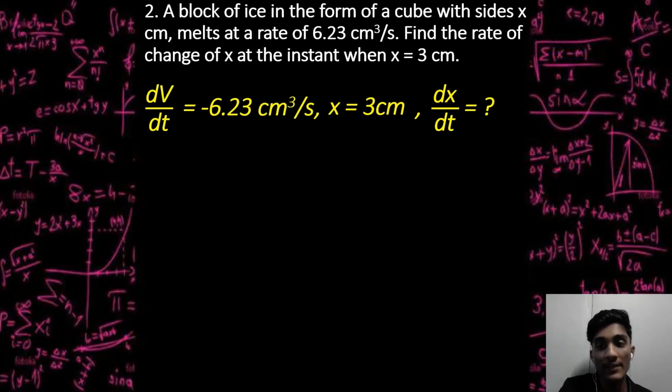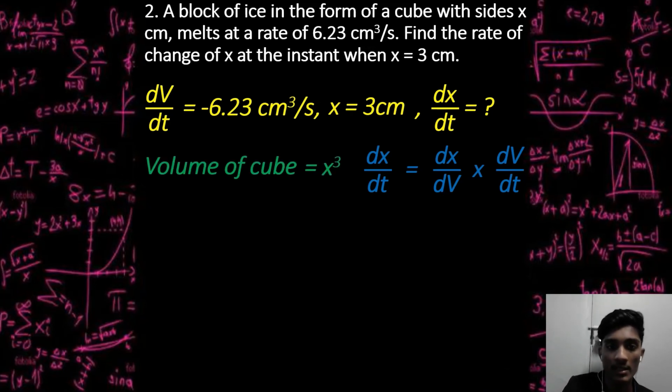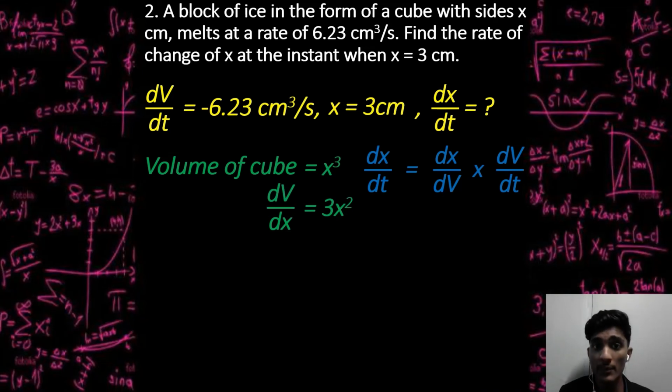Okay, from here we can create our own equation, which is dx over dt equals dx over dV times dV over dt. So here guys, we can see one unknown value, which is dx over dV. So how are we going to find that? This is how. The volume of a cube is equal to x to the power of 3. So once we differentiate that, we will get dV over dx equals 3x squared.